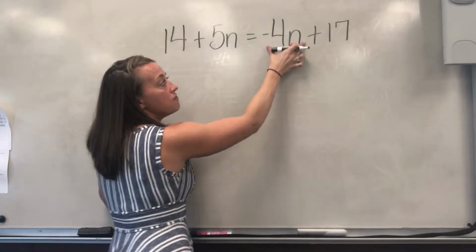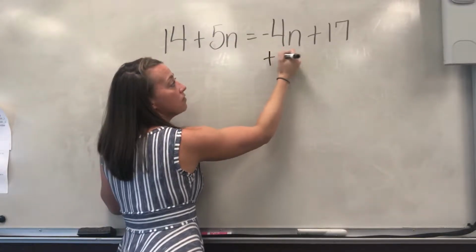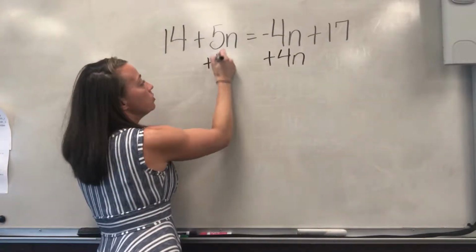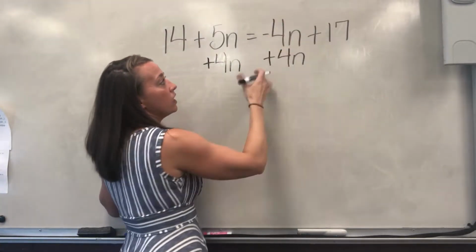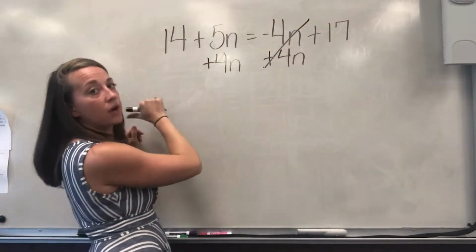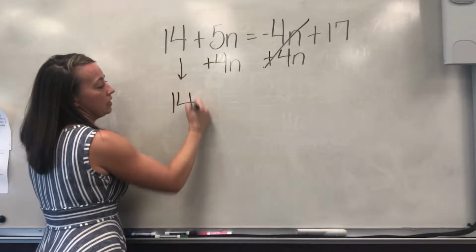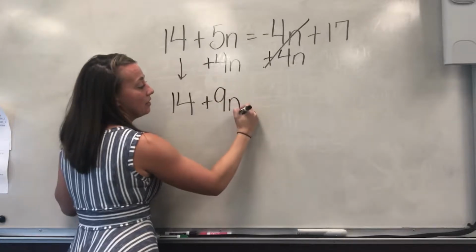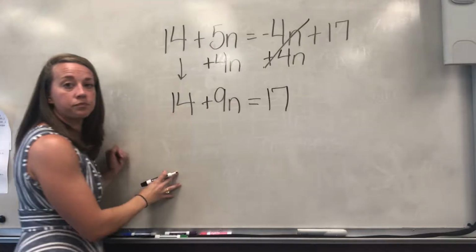So in order to move negative 4n over to the left side, I need to do the opposite of negative, which is positive or plus, and I'm going to do it to both sides. The reason for that is so that we can get rid of the 4 n's over on the right, and we're bringing them to the left. So this leaves me with 14 plus 5n and 4n make 9n is equal to just that 17 that's over there.